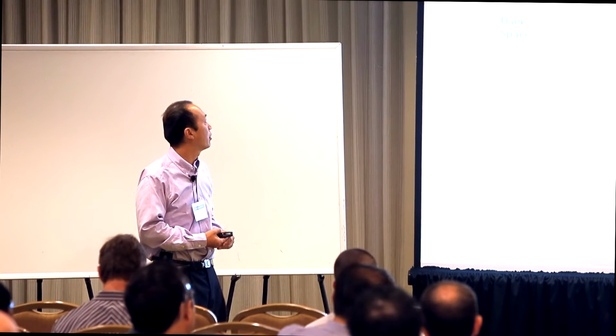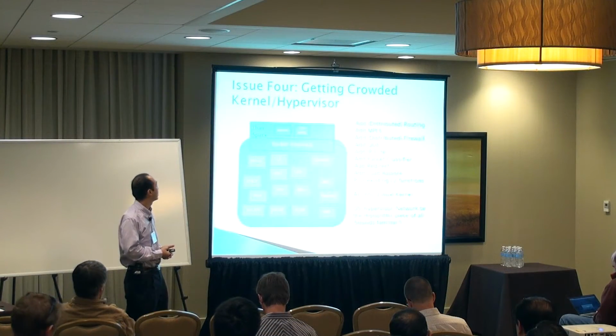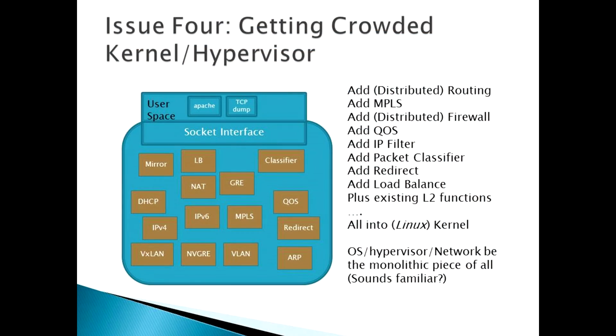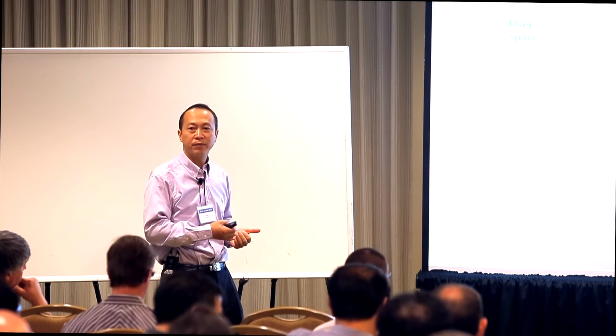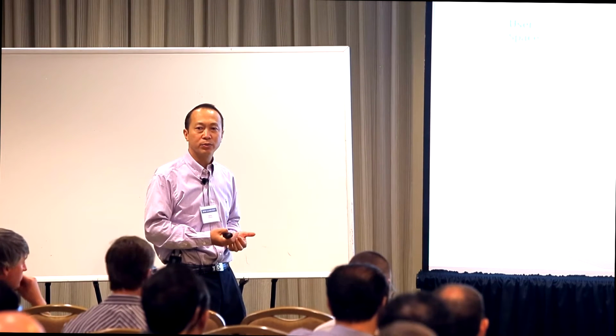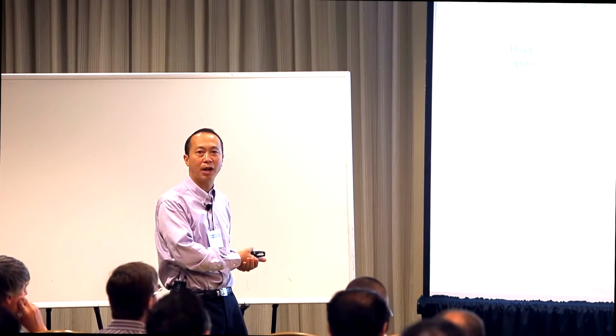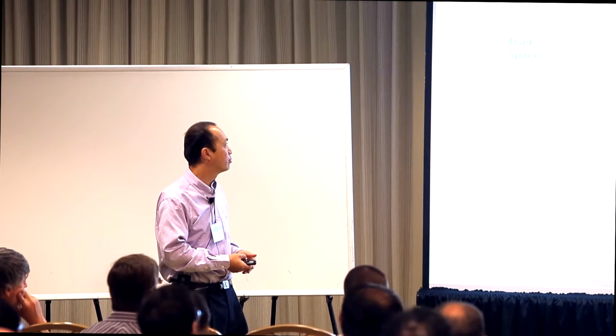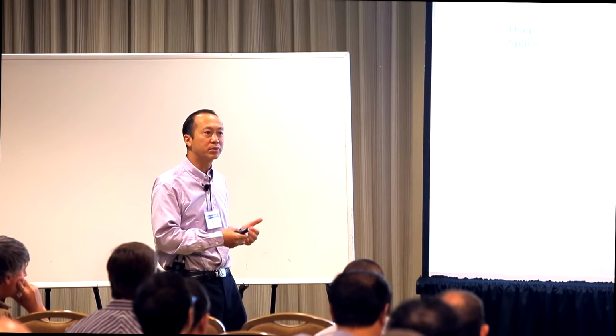Issue number 4 is the one we think will cause more trouble down the road as well. It's the crowded kernel or hypervisor space. Today, in the virtual switch, we have some already mature L2 functions. But beyond that, people have started to introduce distributed routing, add MPLS, maybe add BGP, maybe add more packet classifiers, redirectors, and other load balancers. On top of that, there are more layer 2 functions down the road. So all those functions, where do they go? They go directly into the hypervisors. So more and more functions get into the kernel, into the hypervisor.